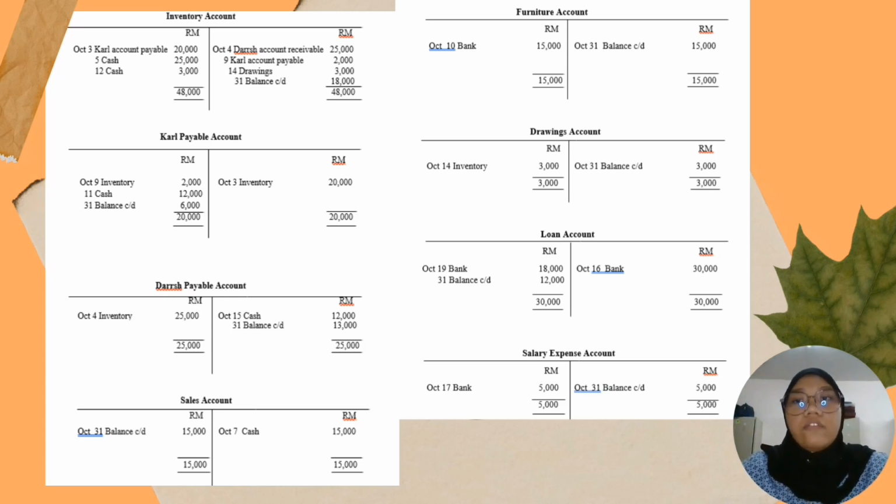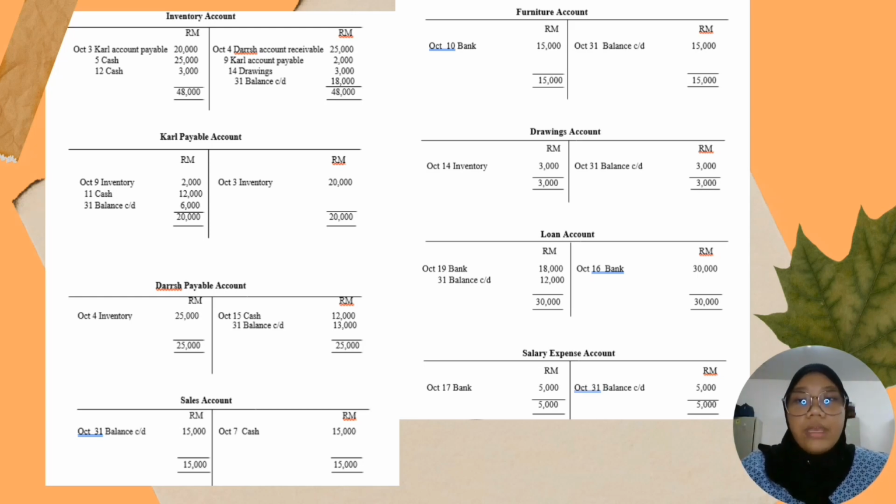Sales account. On 31st October there is balance c/d, and on the 7th October there is cash on the credit side. Both have 50,000 ringgit Malaysia. Finish account has a debit side with bank on 10th October, and on 31st October balance c/d of 50,000 ringgit Malaysia. Drawing account has inventory and balance c/d, both 3,000 ringgit Malaysia.